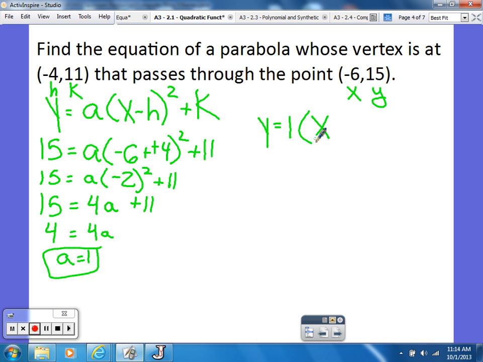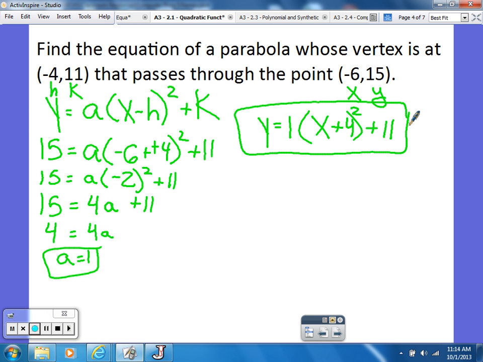X minus H. So that would be minus a -4 would be plus 4, squared, plus K. So it would be plus 11. That's my equation.